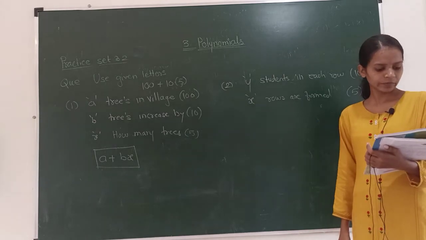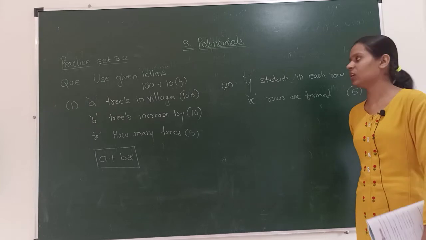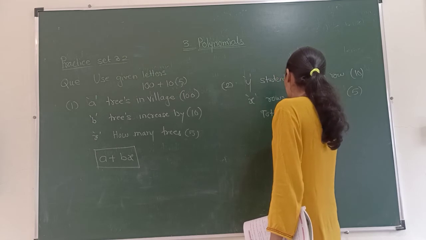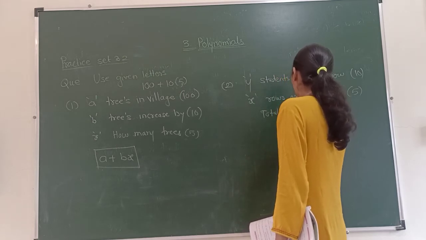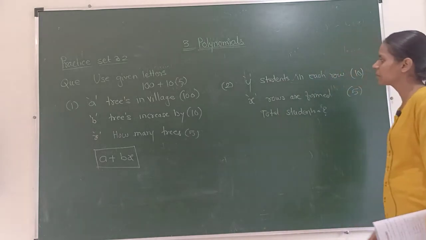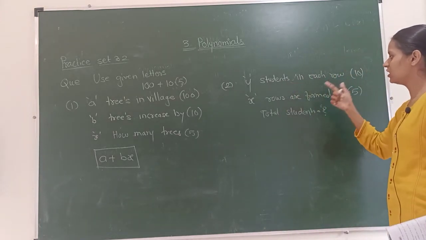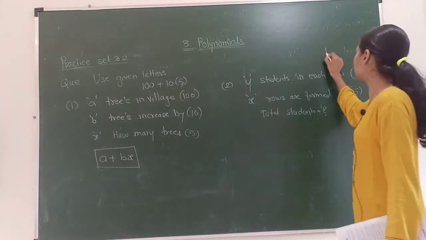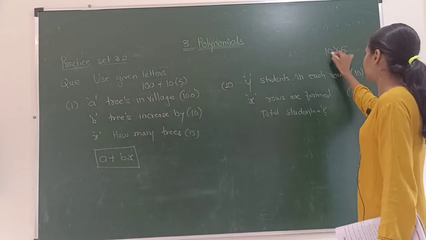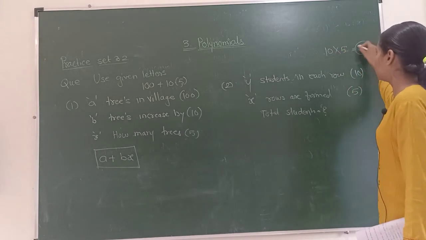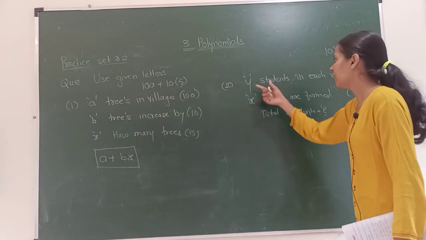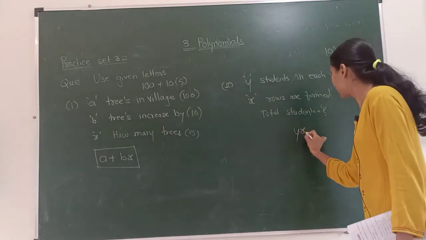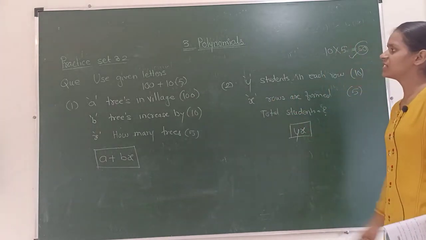Then what do we have to count? How many students are there for the parade in all? We have to count the total students. So how will we convert this? Y are the students in each row and X rows are formed. So 10 students in each row and 5 rows are formed. How can we count total students? 10 into 5 is 50. There are total 50 students. Similarly, Y students in each row, so Y into X rows. So Y into X is the answer.